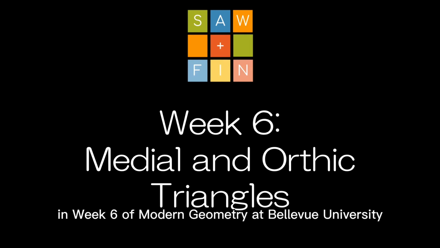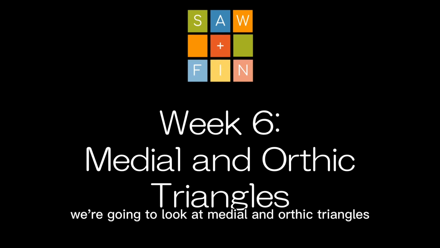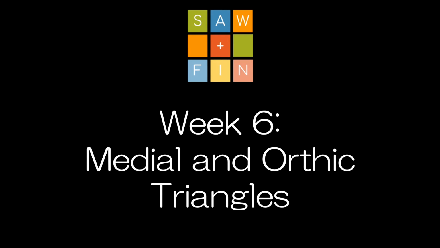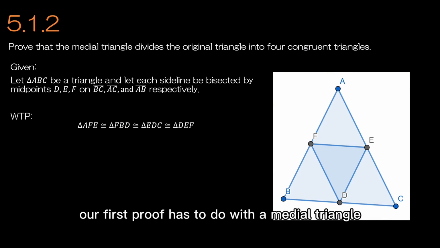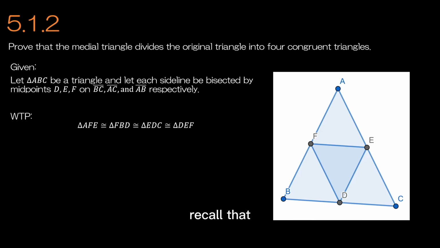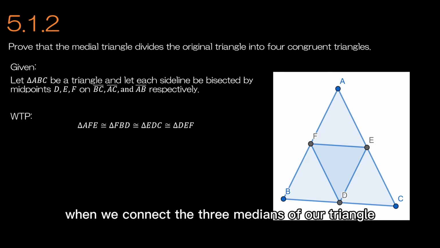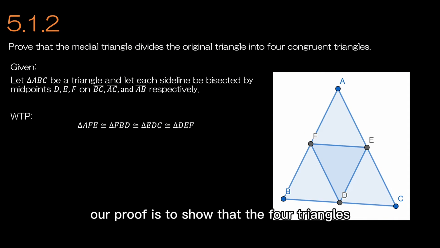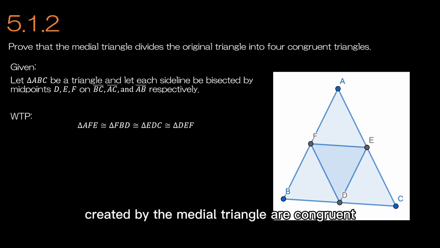In week 6 of Modern Geometry at Bellevue University, we're going to look at medial and orthic triangles. Our first proof has to do with a medial triangle. Recall that a medial triangle occurs when we connect the three midpoints of our triangle. Our proof is to show that the four triangles created by the medial triangle are congruent.